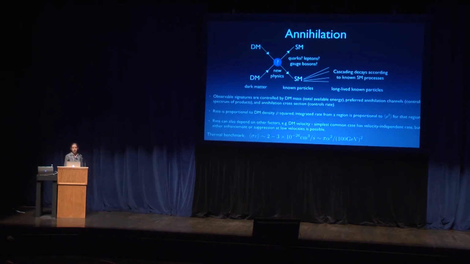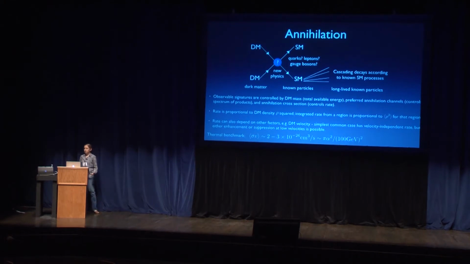The other class of signatures that people talk about a lot is dark matter annihilation. Let's say there are 2 dark matter particles in the initial state. Again, same process as decay. We would like to probe the new physics that couples the dark matter to the standard model. The way that we would do that is look for the long-lived known particles coming from this decay and try to reconstruct what is going on in this blue blob with a question mark.